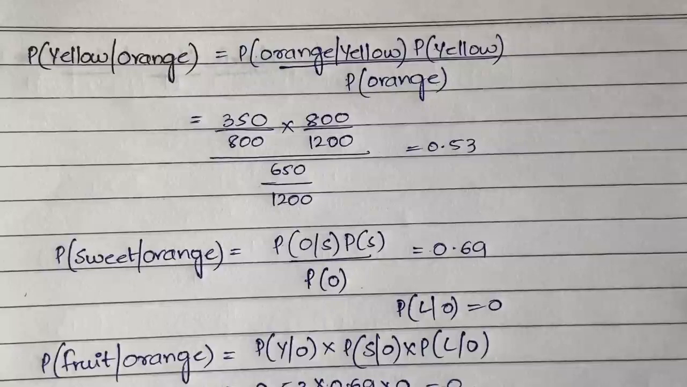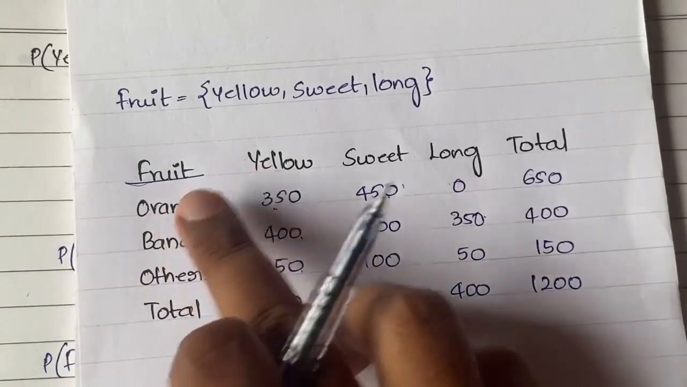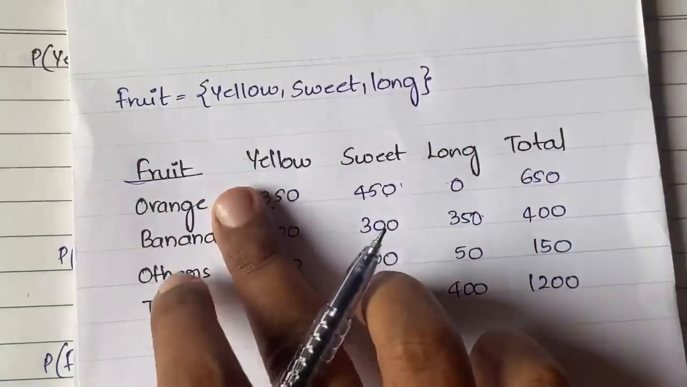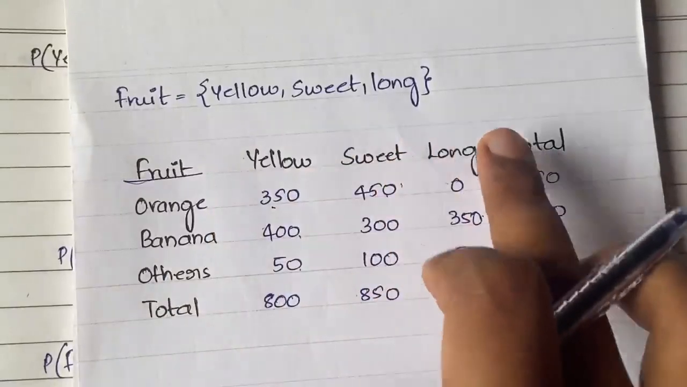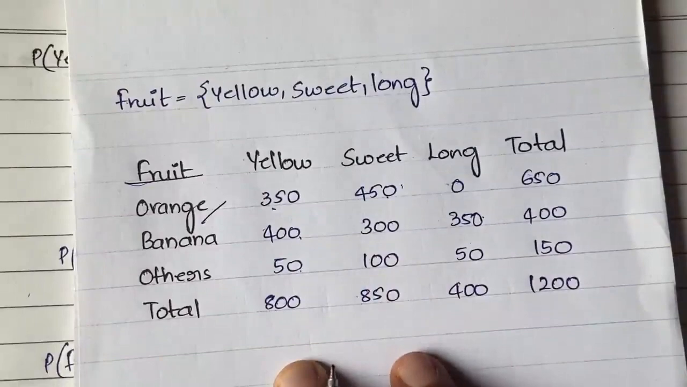So in the same way, you need to find out how many yellow oranges you have, how many sweet oranges you have, how many long oranges you have. And then you need to multiply all these three things, then you will be getting the probability of orange. The same process you have to follow for banana also.